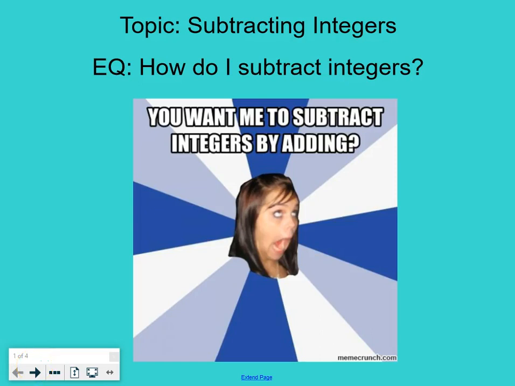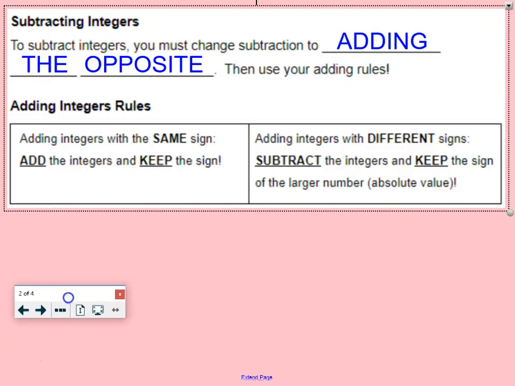Today our topic is subtracting integers. So our essential question is, how do I subtract integers? Alright, so to subtract integers, you must change subtraction to adding the opposite. And then we use your adding rules.